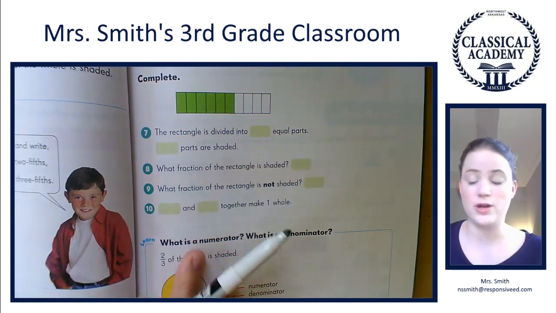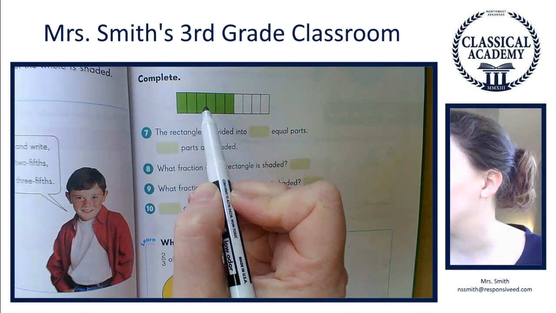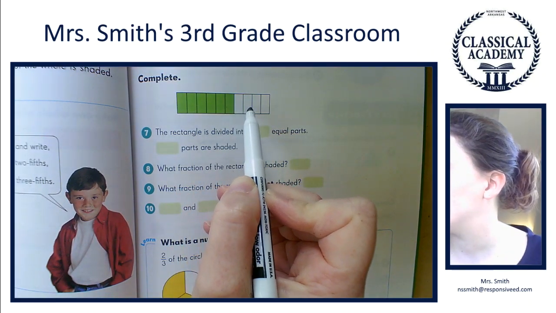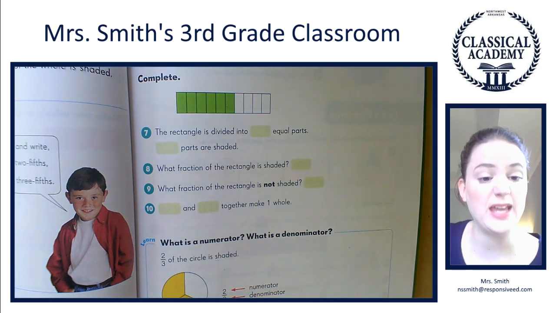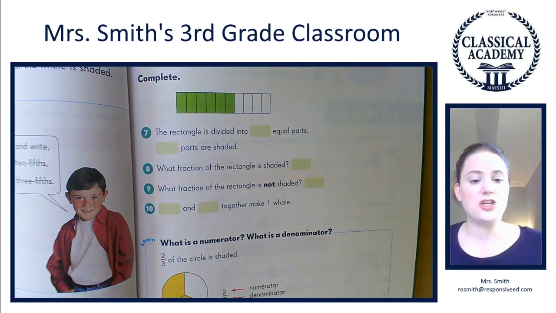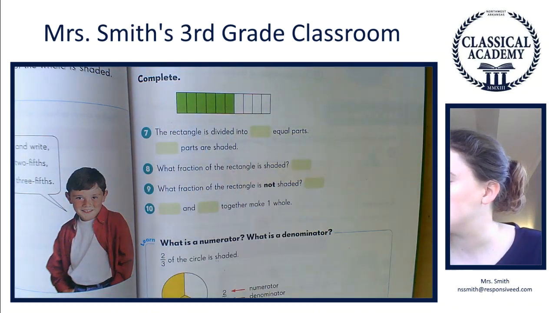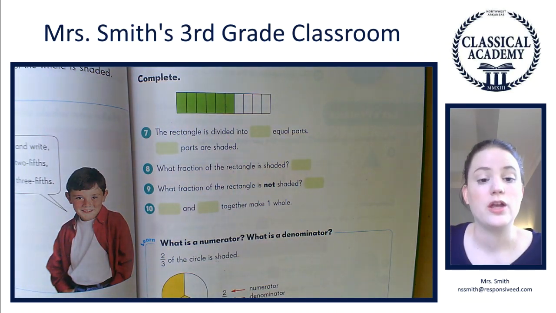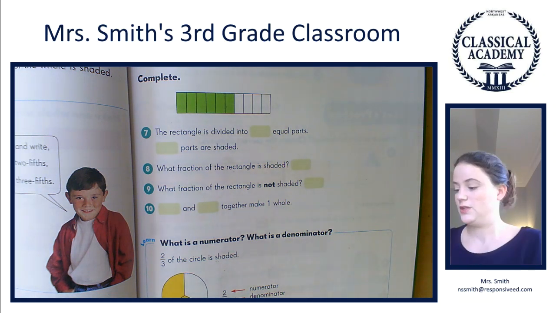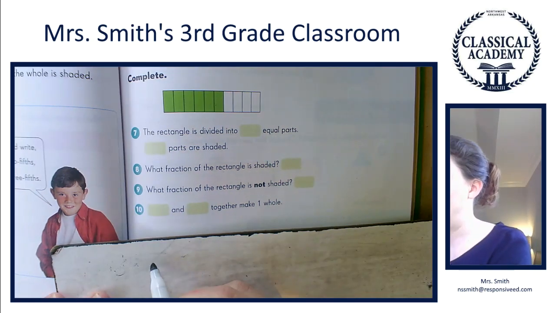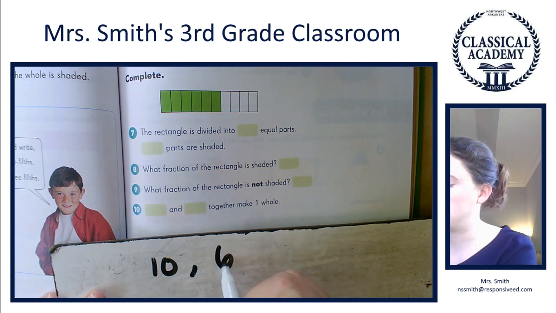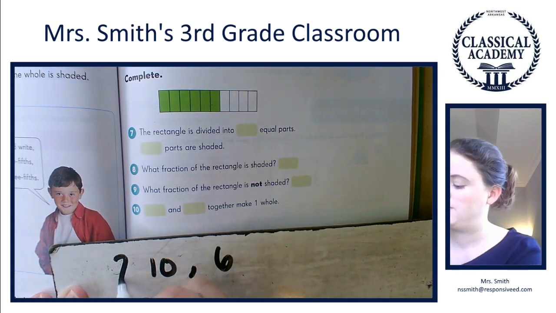For number 7, this rectangle is divided into how many equal parts? Well, you just count the number of parts. 1, 2, 3, 4, 5, 6, 7, 8, 9, 10. 10 equal parts. How many are shaded? 1, 2, 3, 4, 5, 6. And 6 are shaded. So for number 7, you should have had 10 equal parts and 6 are shaded.